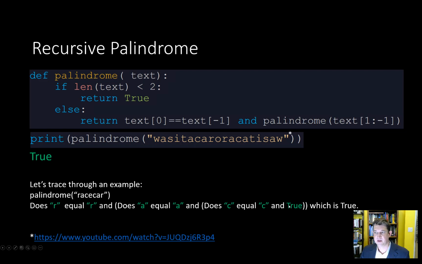And then we hit the base case, because we only have the E left, and we're going to say that if it's one character, it's true. So now we're going to say, does R equal R, and recursively, does A equal A, and does C equal C, and base case, which is always true.